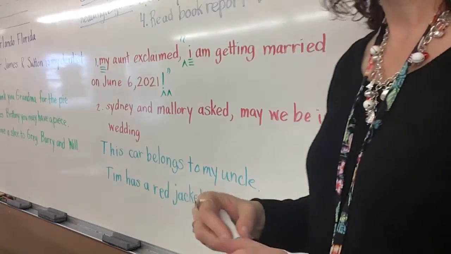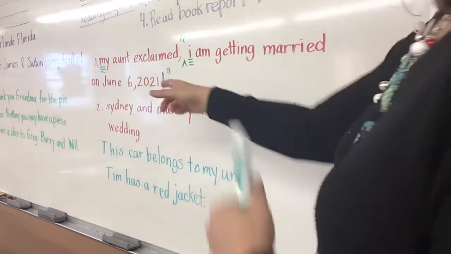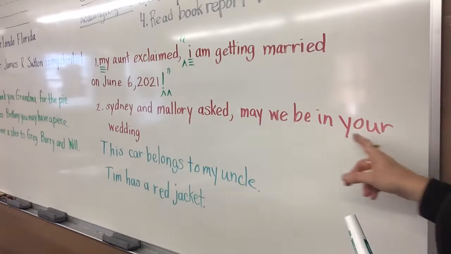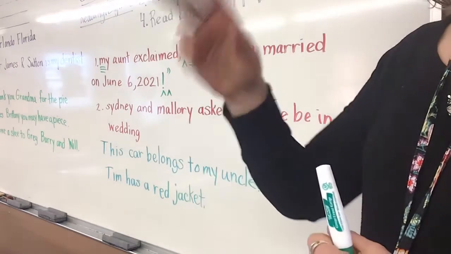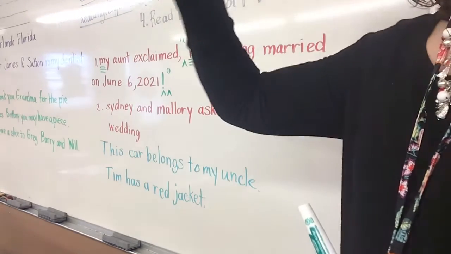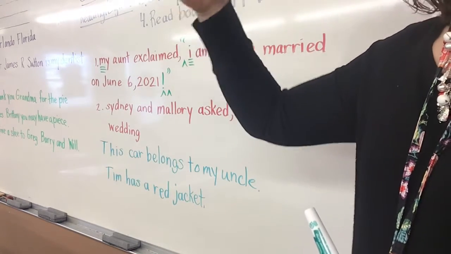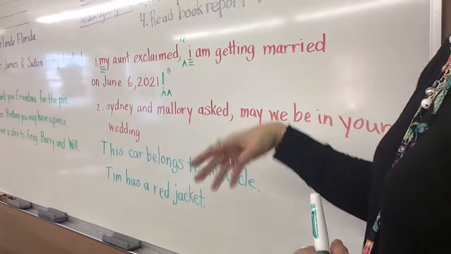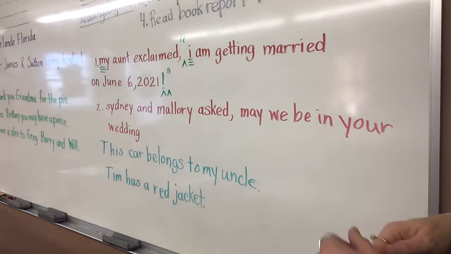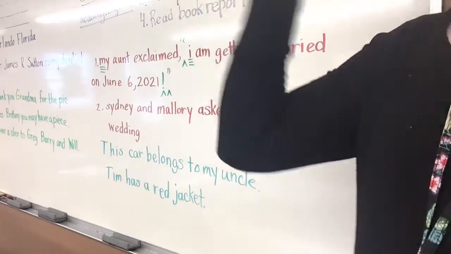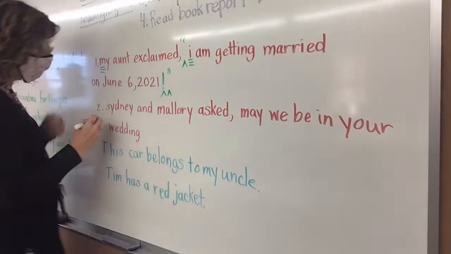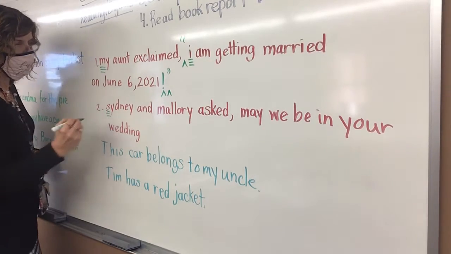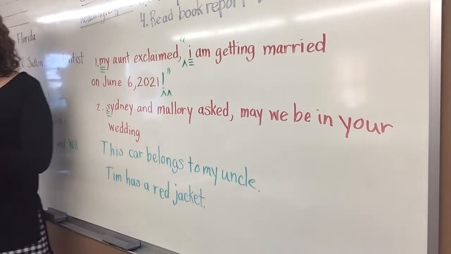Let's sit up, please. Next sentence says, Sydney and Mallory asked, may we be in your wedding? Alright? So, and by the way, I think I called on Paige twice already, I need people who have not been called on to raise their hand and participate. Let's go. Sydney and Mallory asked, may we be in your wedding? Ben. Capitalize Sydney. Two reasons, class. What are they? Because it's the beginning of a sentence and it's a name.